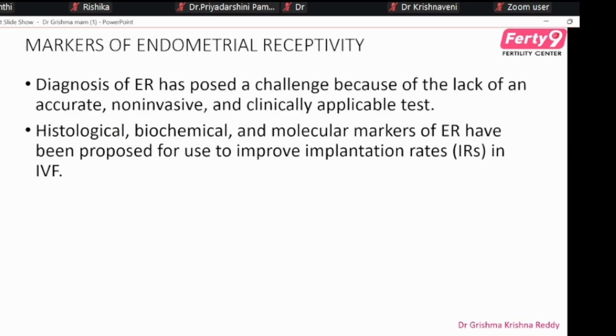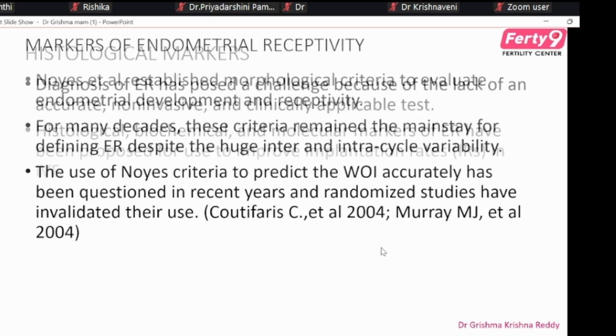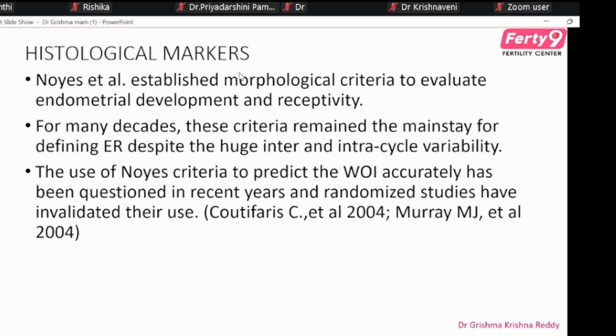Are there any markers for endometrial receptivity? Diagnosis of endometrial receptivity has posed a challenge because there are no accurate markers or clinical predictability tests for endometrial receptivity. Various biochemical and molecular markers have been proposed. Then histological markers. This histological method was first proposed by Noyes, with morphological criteria to evaluate when the endometrium is receptive.